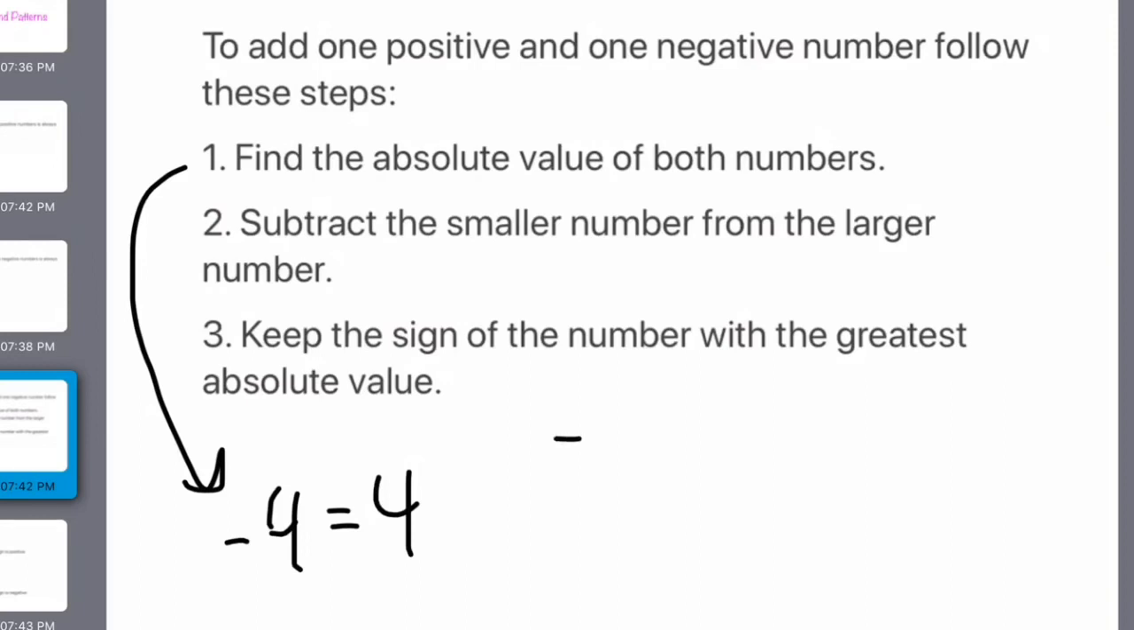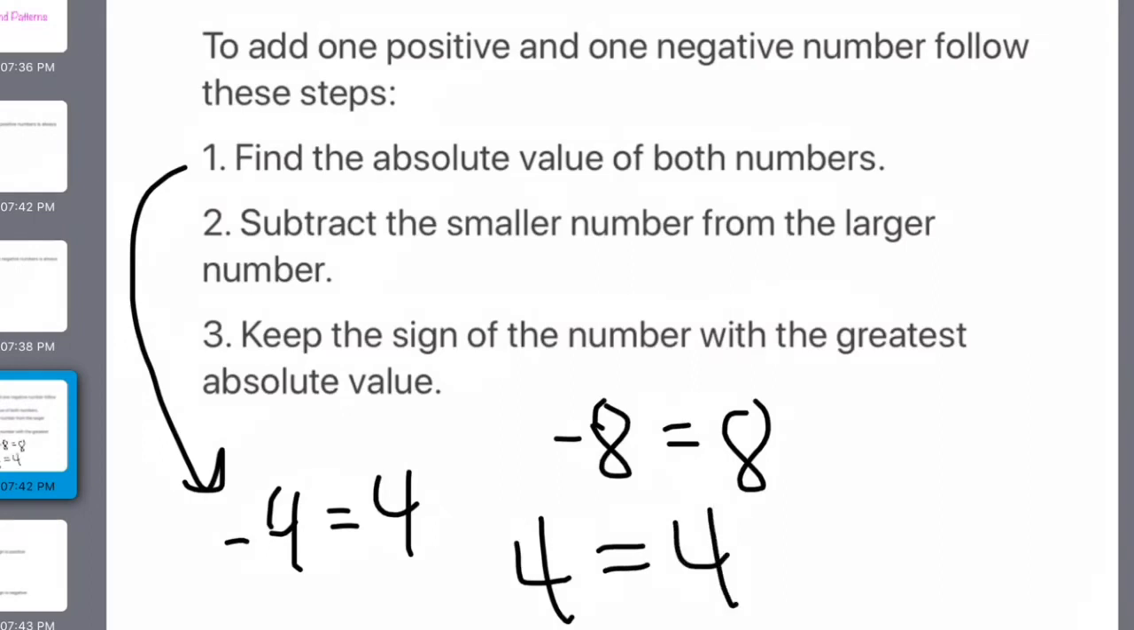The absolute value of negative 8 is 8. The absolute value of positive 4 is 4. It is 4 away from 0, just in the opposite direction of the number line as negative 4. To get to negative 4, we go to the left. To get to positive 4, we go to the right. But it's still 4 spaces away from 0.